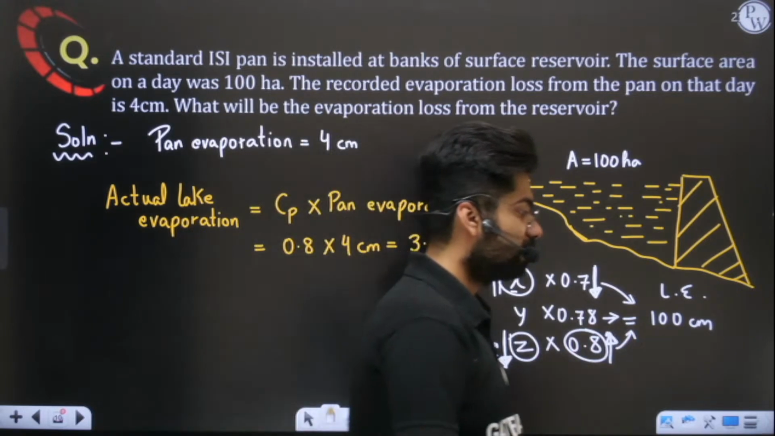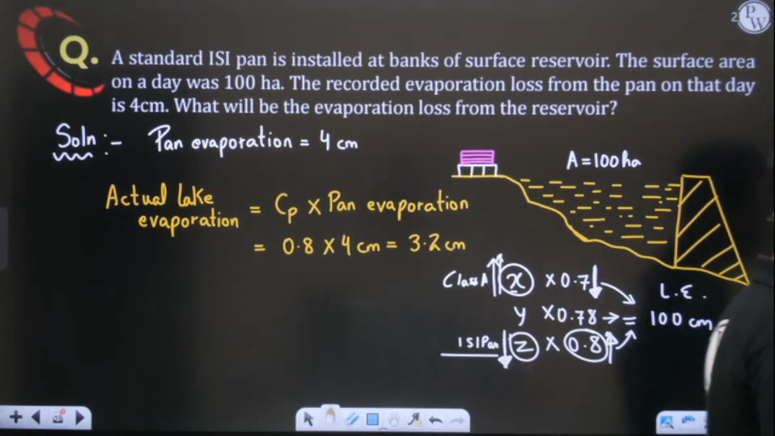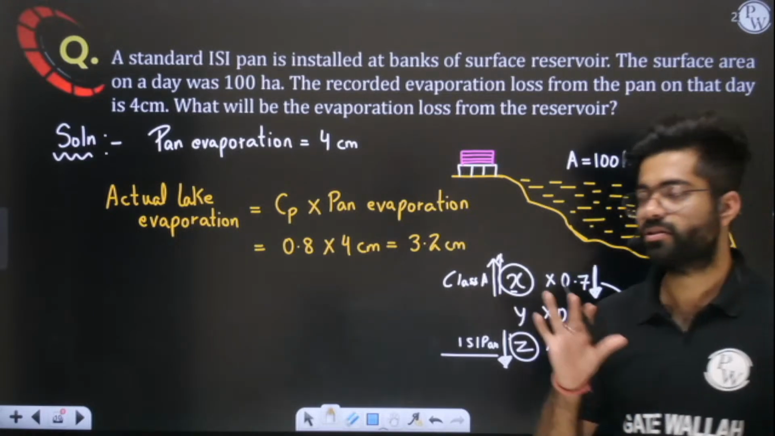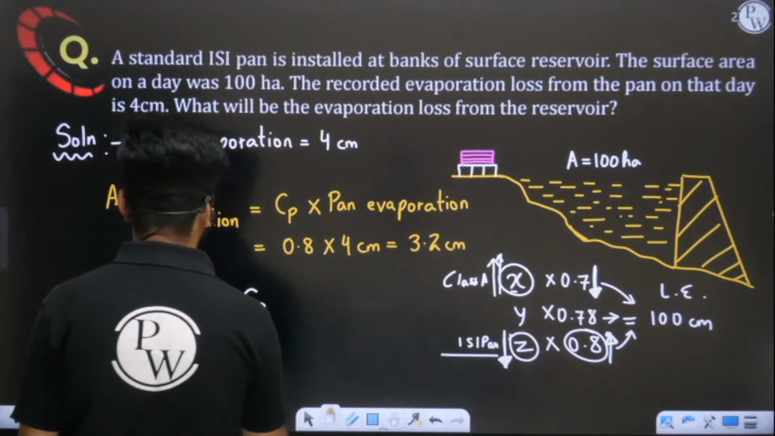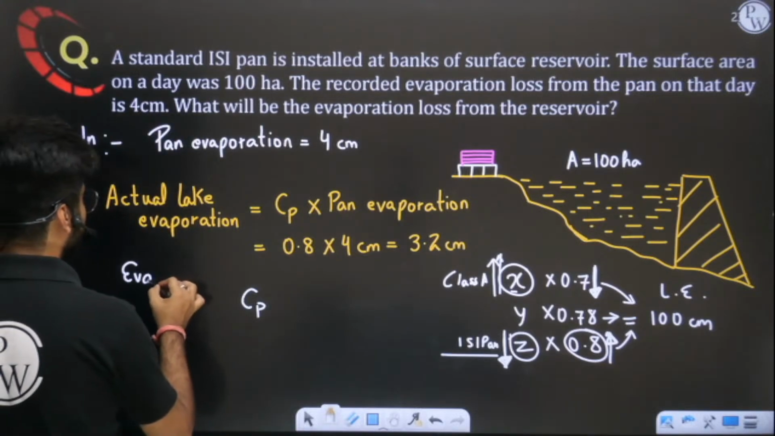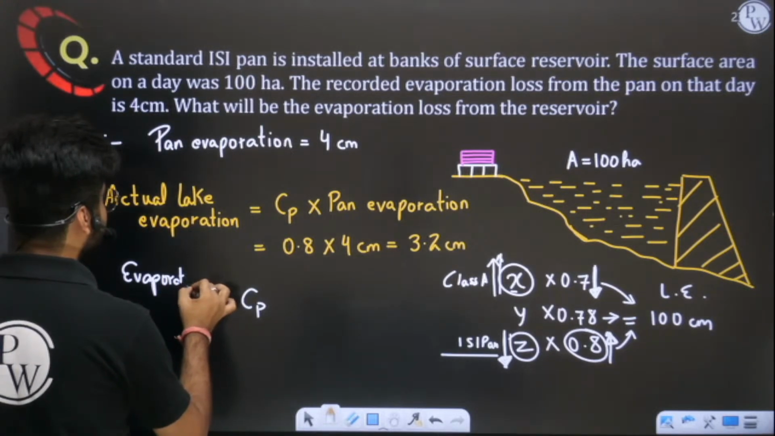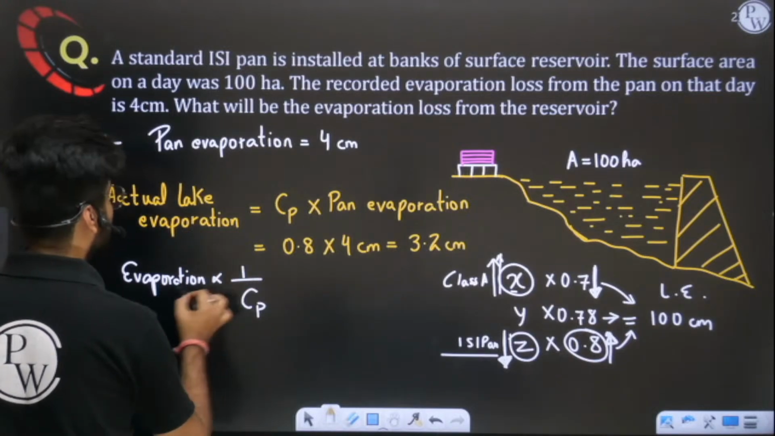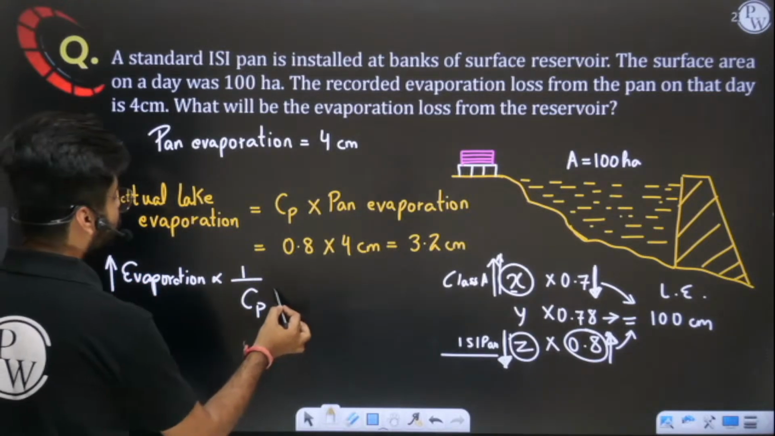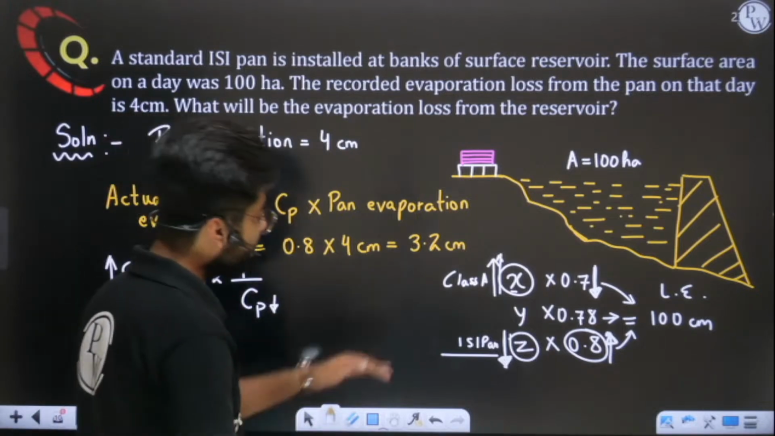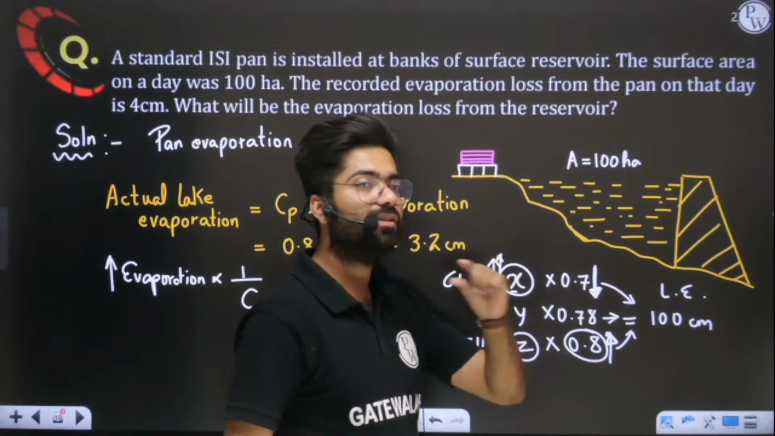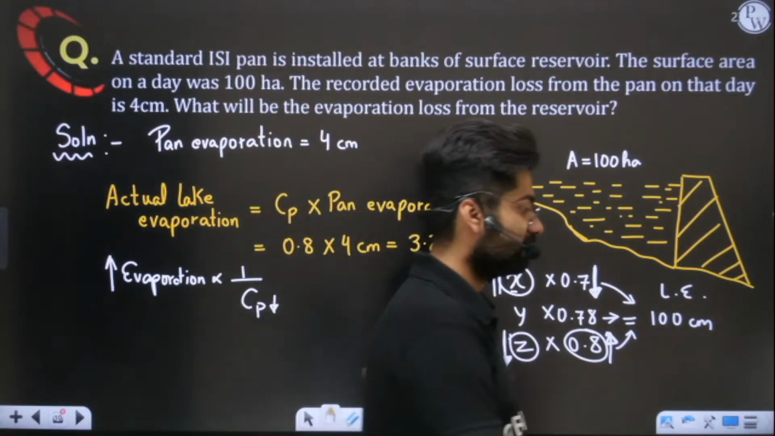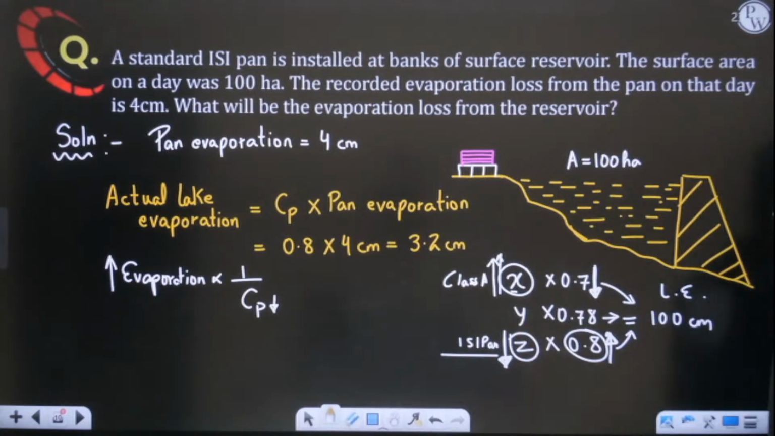So I hope you have understood this thing. So simply, sir, you are saying pan coefficient is inversely related to evaporation. Higher the evaporation in the pan, lower will be its pan coefficient, so that when we multiply it we get the correct lake evaporation.